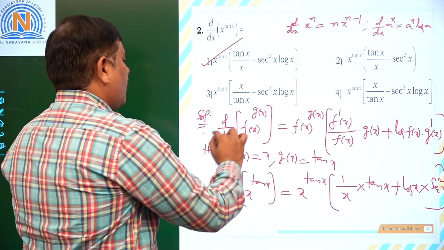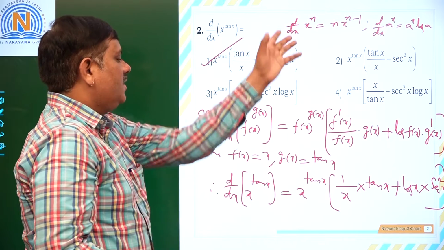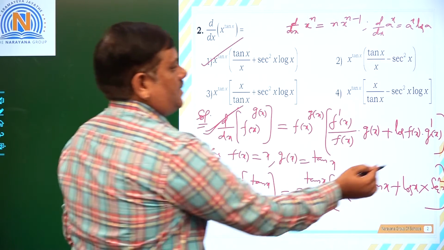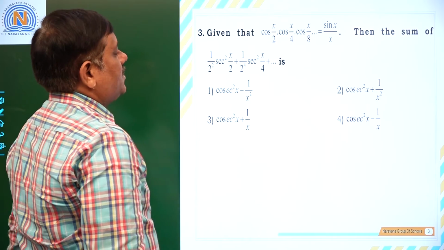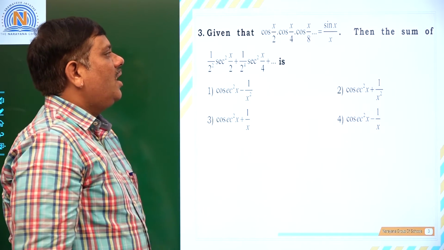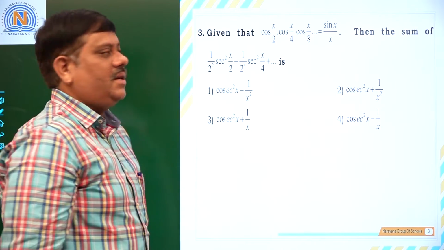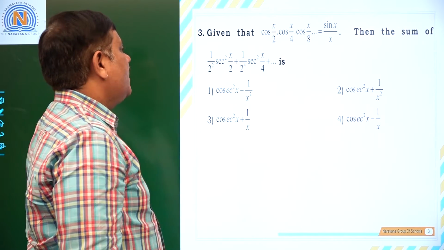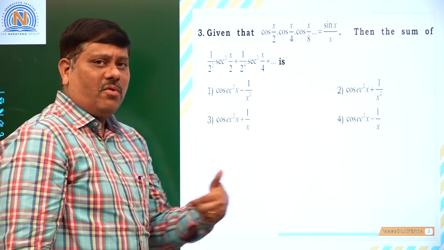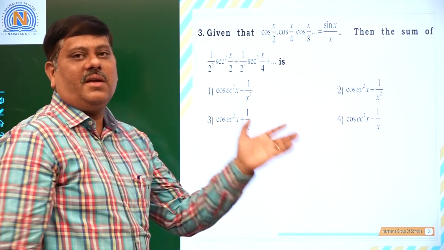So this is very important. If you remember this formula, you can solve any of these questions easily. Next, let us see the next question. Given that cos x by 2 into cos x by 4 into cos x by 8 so on is equal to sin x by x, then the sum of 1 by 2 square secant square x by 2 plus 1 by 2 power 4 secant square x by 4 plus so on is.